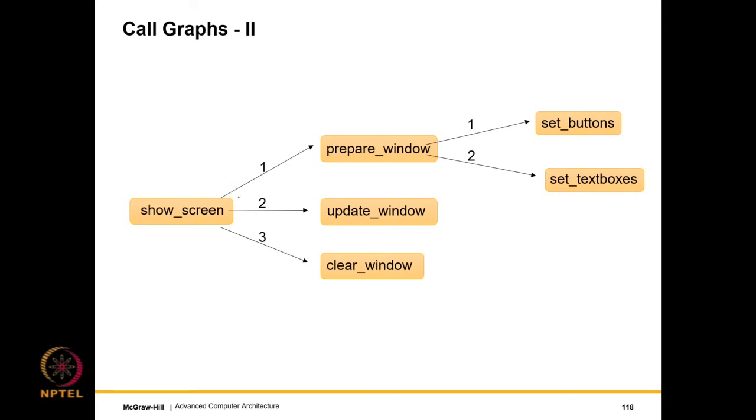So there is clearly a call graph where each node is a function and each edge is an invocation of a child function. Show screen first calls prepare window, then update and then clear: 1, 2 and 3. And prepare window calls set buttons and set text boxes, first 1 and then 2.